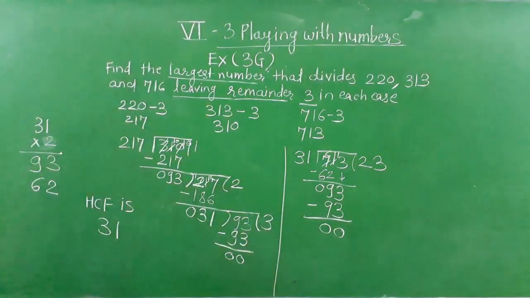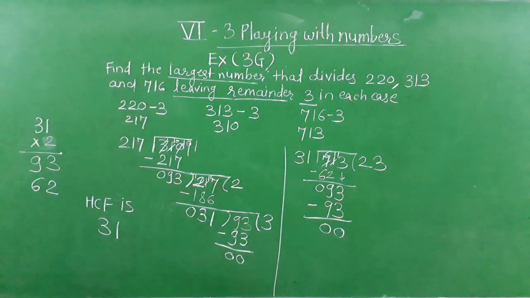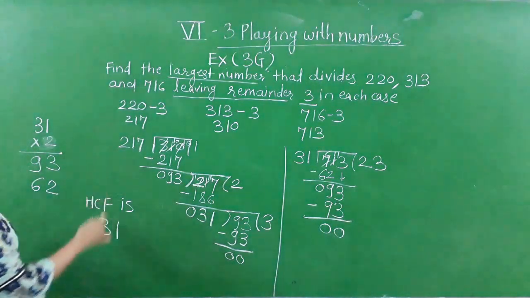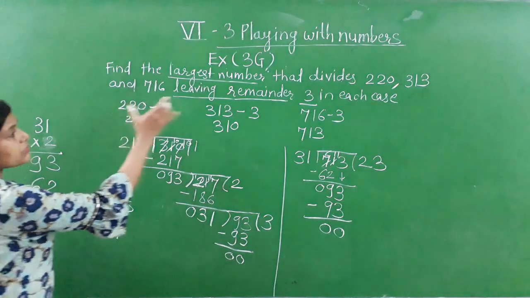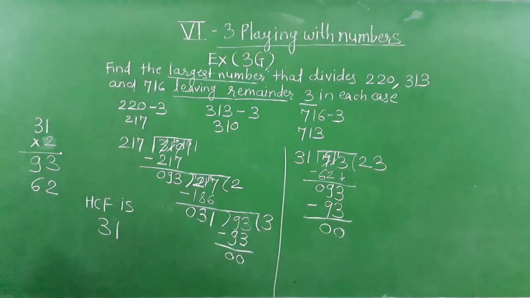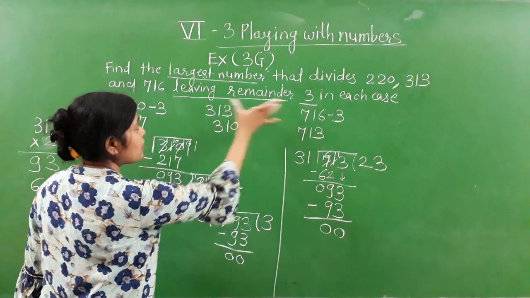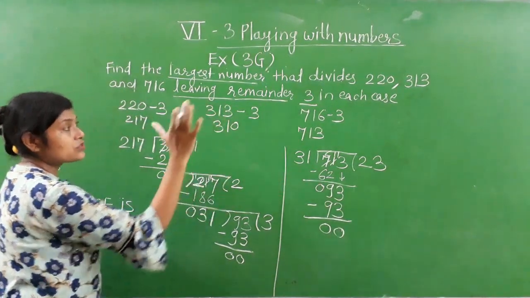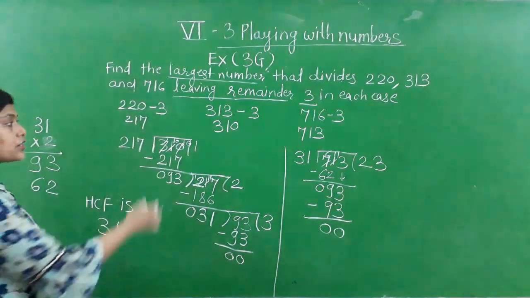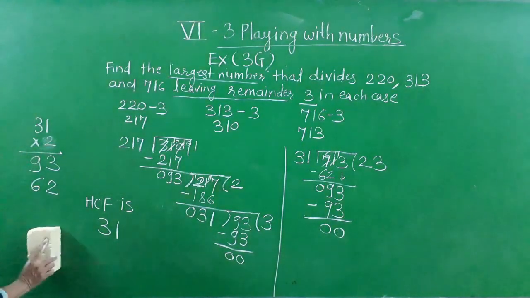It shows that 31 is the HCF of all these three numbers. Okay, got it? So what we will write? HCF is 31 of which numbers? That is the numbers given, 217, 310 and 713. So what need to do? If any such condition is given, like leaving remainder something, then that remainder needs to be subtracted from the number, and then you use HCF by the continued division method. Okay, so in this way you can solve it.